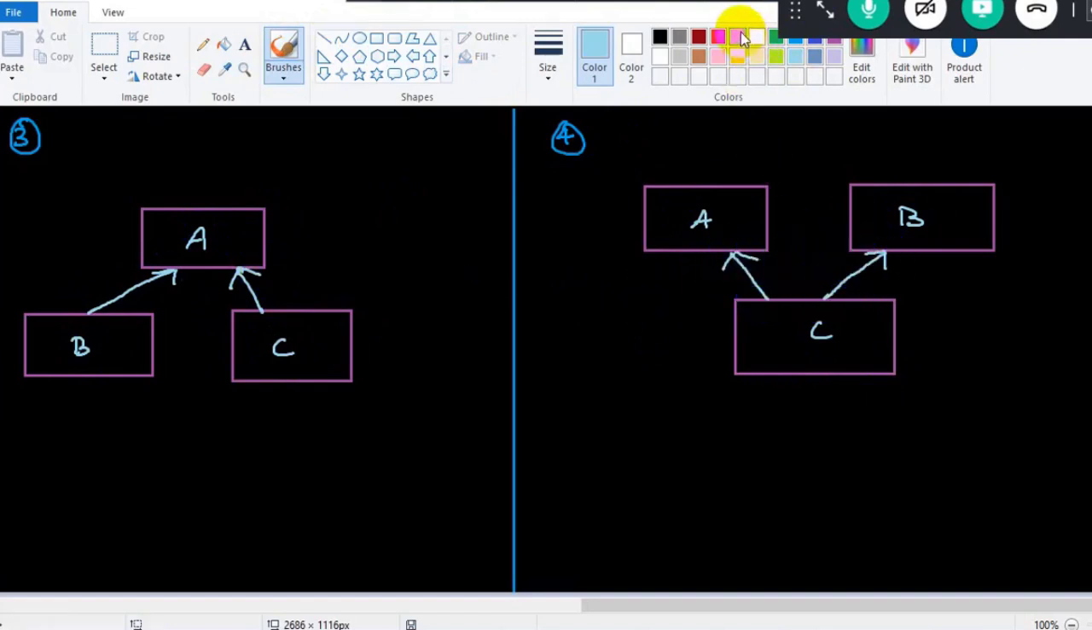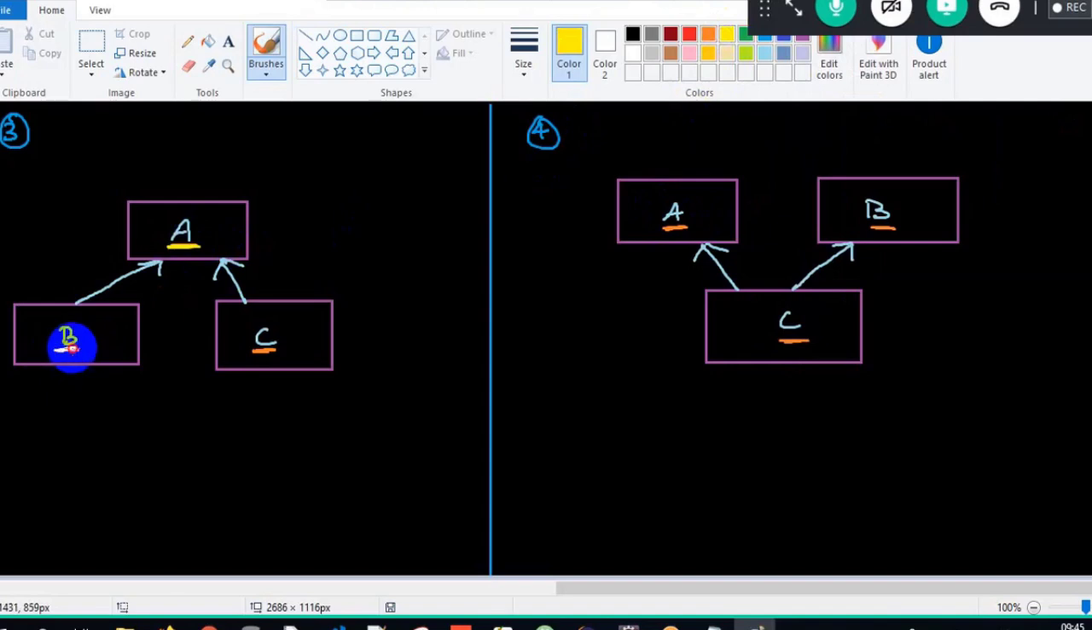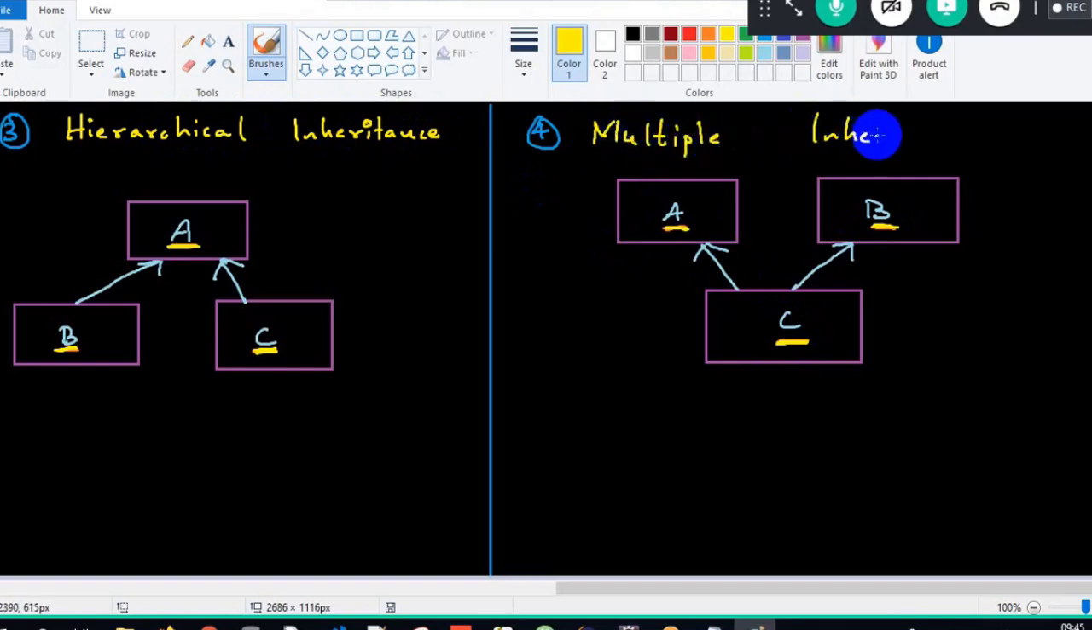If you closely observe, see here, one superclass having multiple subclasses. What type of inheritance is this? You need to understand. And one subclass is having multiple superclasses. And you need to again understand what type of inheritance is this. One superclass having multiple subclasses is called hierarchical inheritance. What type of inheritance is this? This is called hierarchical inheritance here. Whereas one subclass having multiple superclasses, we refer to as multiple inheritance. What do we refer to them as? We refer to them as multiple inheritance.